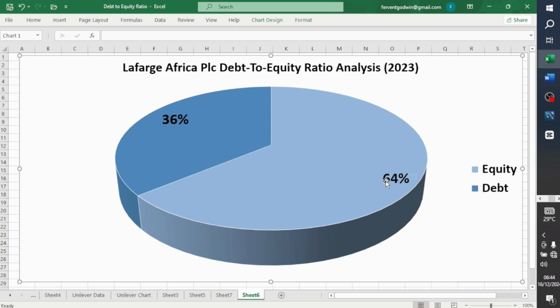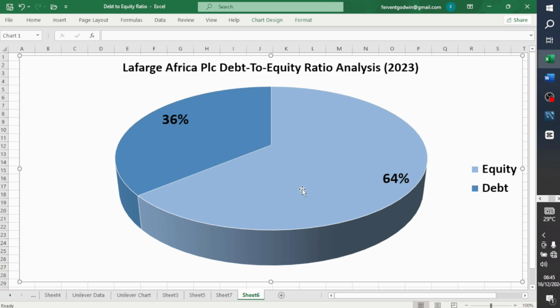Like I will always do, I like to highlight the advantages and the limitations of a particular metric, and the debt to equity ratio is no exception. In terms of advantages, this metric helps investors, as well as analysts, to understand a company's capital structure and its reliance on debt financing. It just gives you a brief overview: okay, this is how these people are operating. They are high on debt, or they are high on equity. It just gives you a picture of their financial operations at a glimpse.